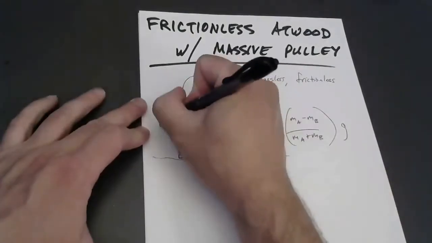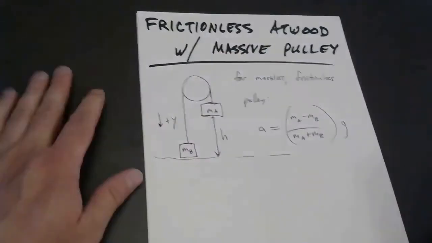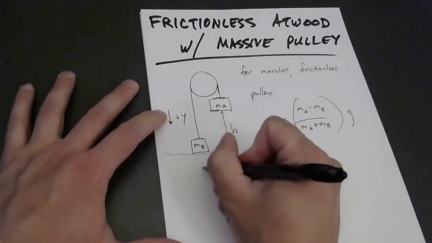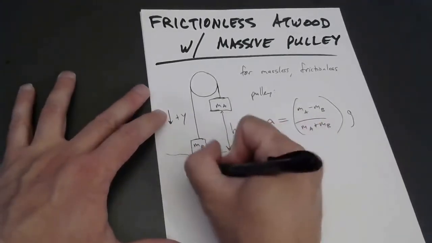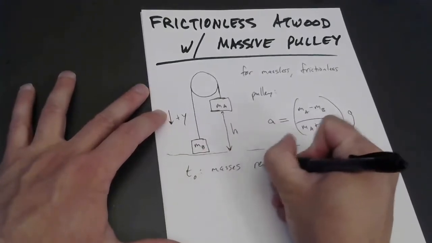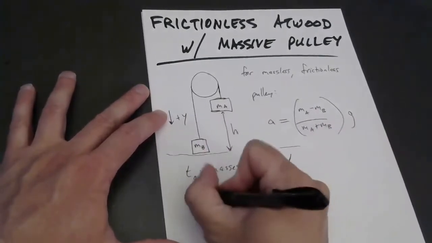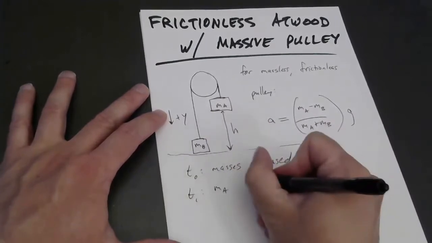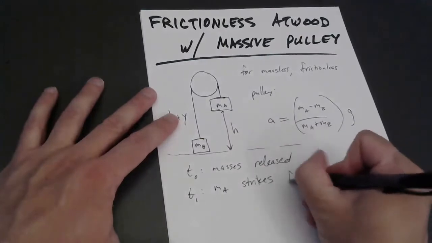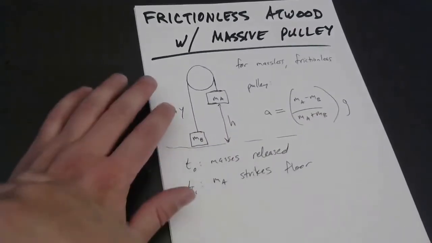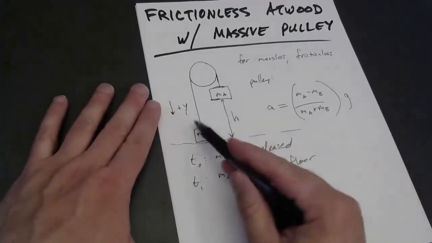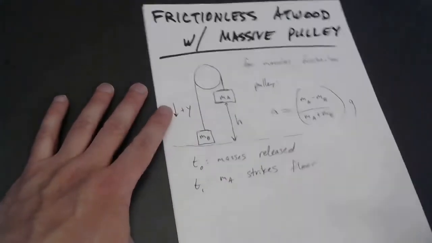So I'm going to call down the positive y direction, since I expect this one to be moving down. And then I can say that here, I'll label T0 as when the masses are released and allowed to accelerate, and T1 will be when mass A strikes the floor, or just before it strikes the floor. That's implied. And then we can use these subscripts to set up our kinematic equation. And I'm not going to write the subscript y because this is a one-dimensional problem.